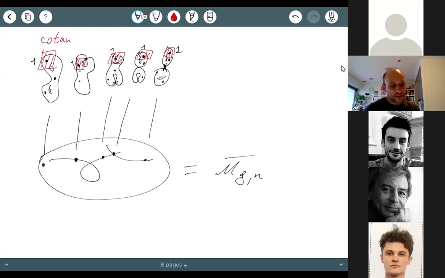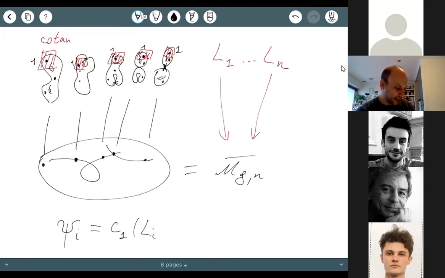Just one remark, this line is always well-defined because the marked points are always smooth. As I said, in stable curves, marked points cannot coincide with nodes. So this is a perfectly well-defined line for every stable curve. As you see, over each point of MGN bar, there's a red line. These lines form a line bundle that is called L1. And I can also take the same line bundle for the second marked point and so on. So there are n line bundles. For every marked point, there is the corresponding cotangent line bundle. And there's a standard notation for their first Chern classes. So psi i is the first Chern class of Li, and it lies in H2 of MGN bar.